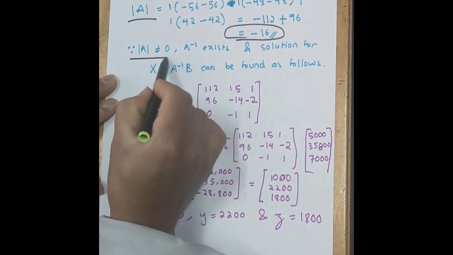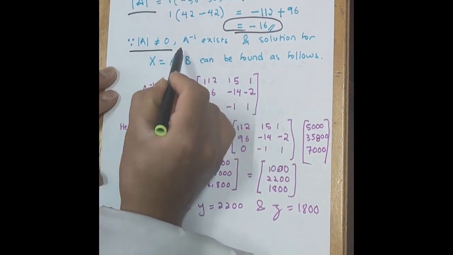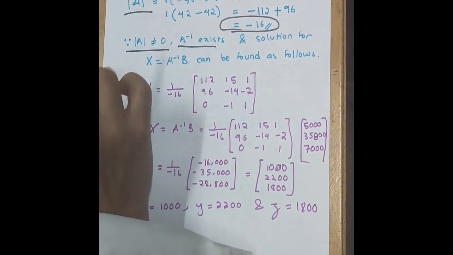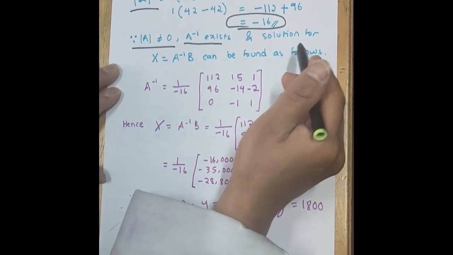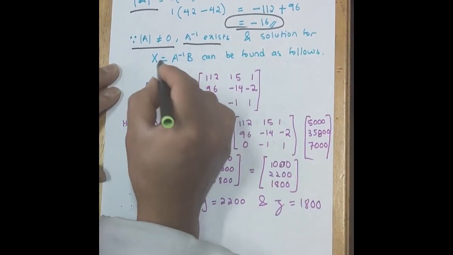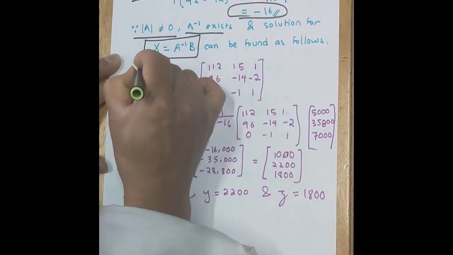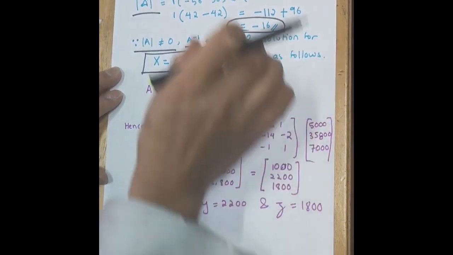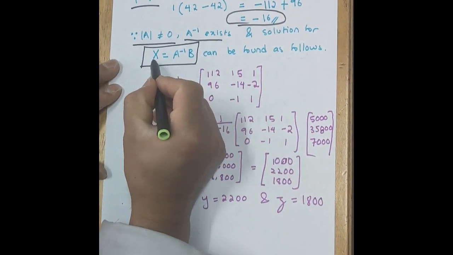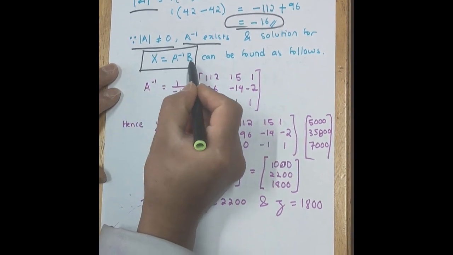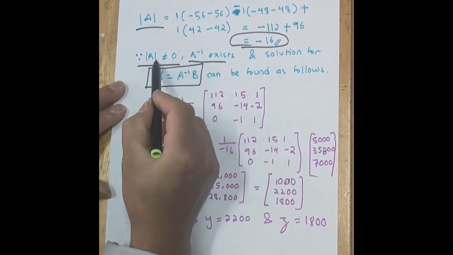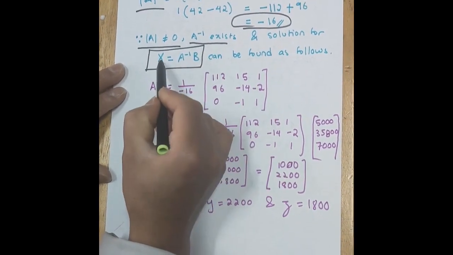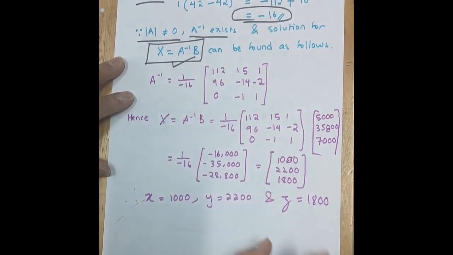Since the determinant of this coefficient matrix A is not equal to 0, we can say that the inverse of this matrix exists, and the solution can be obtained by using this formula: X is equal to A inverse B. Because the determinant of A is not equal to 0, A inverse exists. If A inverse exists, then you can find the solution using this formula.